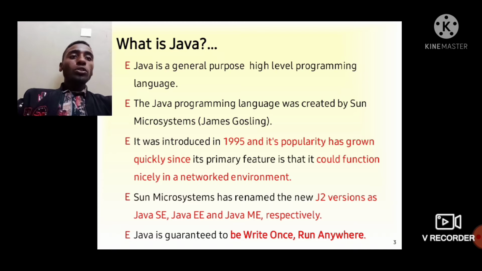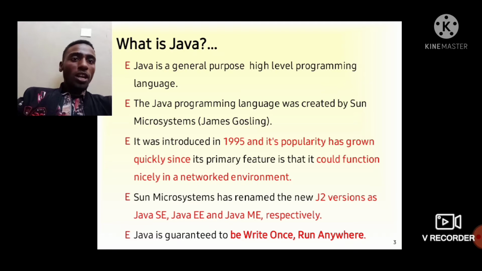Java programming language was created by Sun Microsystem. When we see the background of Java programming, it was introduced in 1995 and its popularity has grown quickly. Since its primary feature, it could function nicely in a networked environment. First it worked with a networked environment, but now Java works without a network.